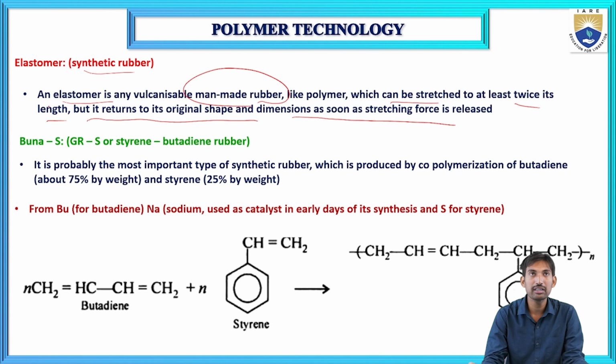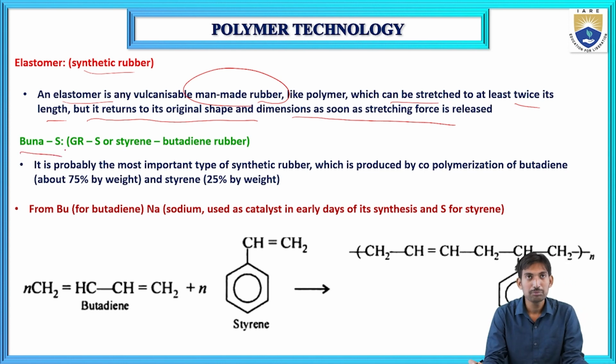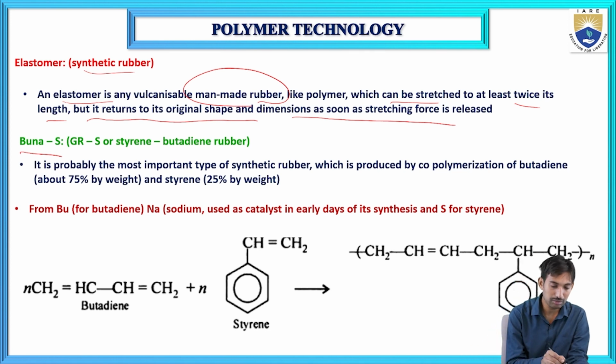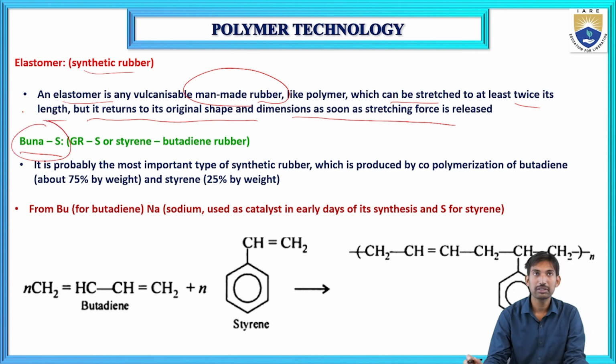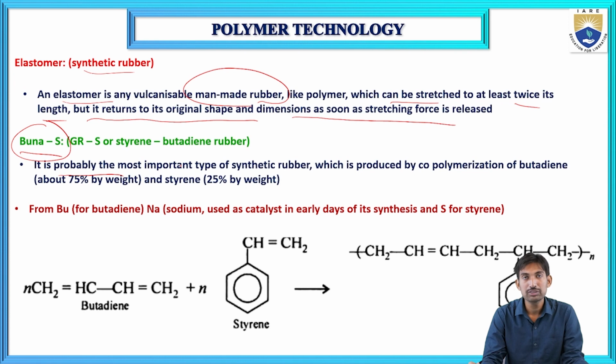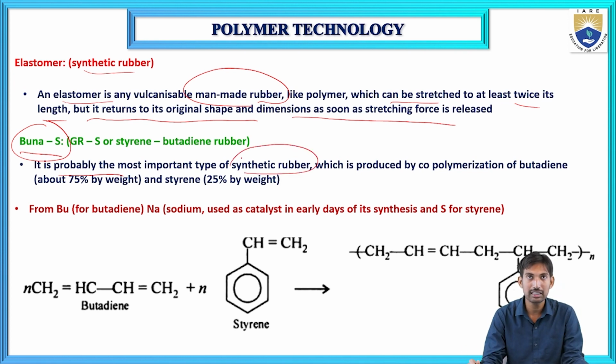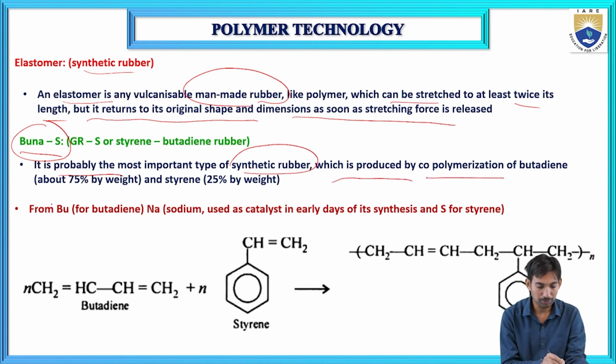The example for an elastomer is Buna-S rubber. Elastomers are man-made polymers, man-made or synthetic rubbers. See, it is probably the most important type of synthetic rubber. It is the most important synthetic rubber or elastomer, which is produced by copolymerization of butadiene.